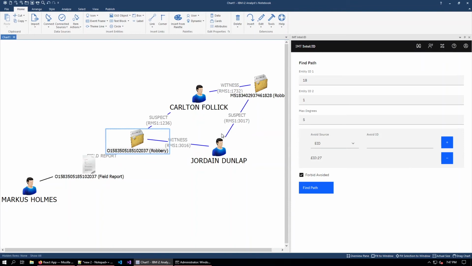Also, Jourdain and Carlton are both known by different jacket IDs in the same RMS system, but Intel ID has merged those jackets into the two distinct entities, even across different incidents. This insight would be lost if Intel ID did not resolve the multiple records into individual entities and link those entities to the appropriate incidents.